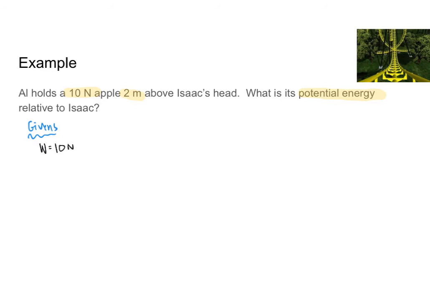I also know that my height is 2 meters. My apple is 2 meters above Isaac's head. And I know that my unknown is going to be my potential energy, and specifically my gravitational potential energy. I know it's gravitational because we're worried about something being held up in the air, not about something being stretched. So I know the equation for gravitational potential energy is going to be given by UG is equal to mgh.